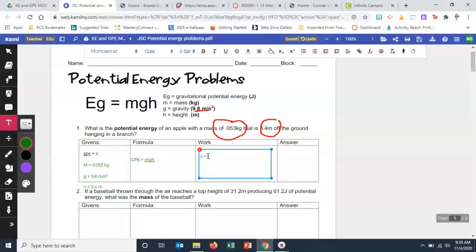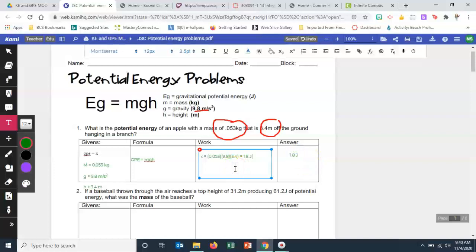X equals, we're going to take our mass, the 0.053, and multiply it by 9.8, our gravity, and then our height at 3.4. We multiply all those together, and I get 1.76596. I'm going to round that 7 up to an 8, so 1.8. And remember, once again, we're working with energies, so our unit of measure is joules. I know it seems like silly steps here, but it's to make sure we fill in every box.